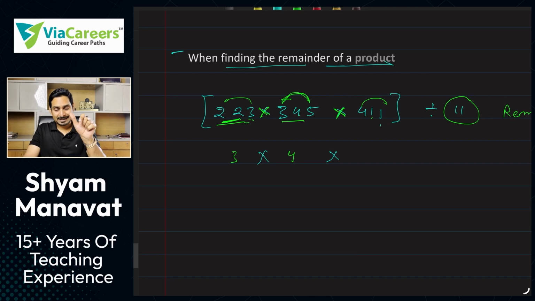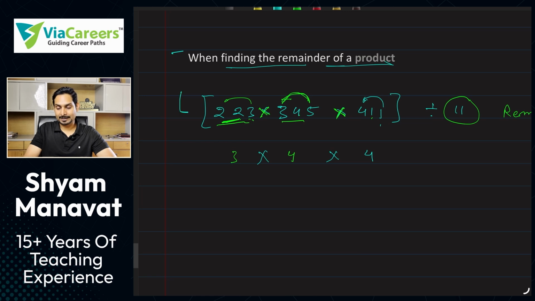So I'm changing the number so that none of them are divisible by 11 now. If I check this now, 1 plus 4 is 5, minus 1 is 4 again, so here I get 4. Okay, so what does it mean?